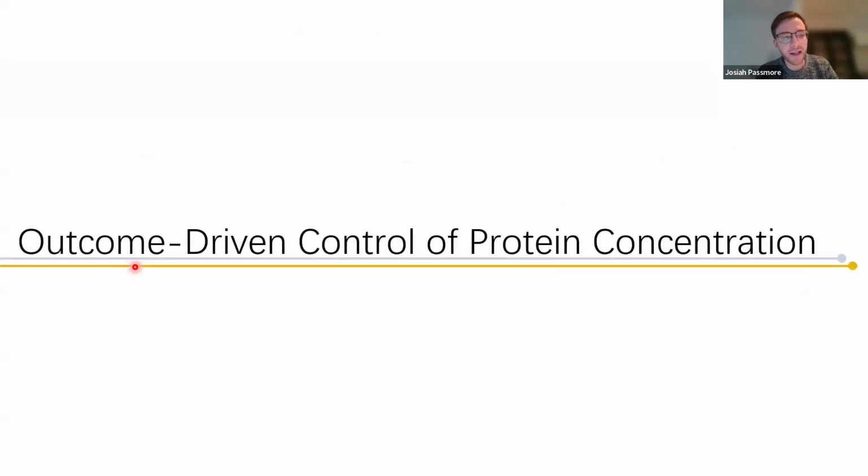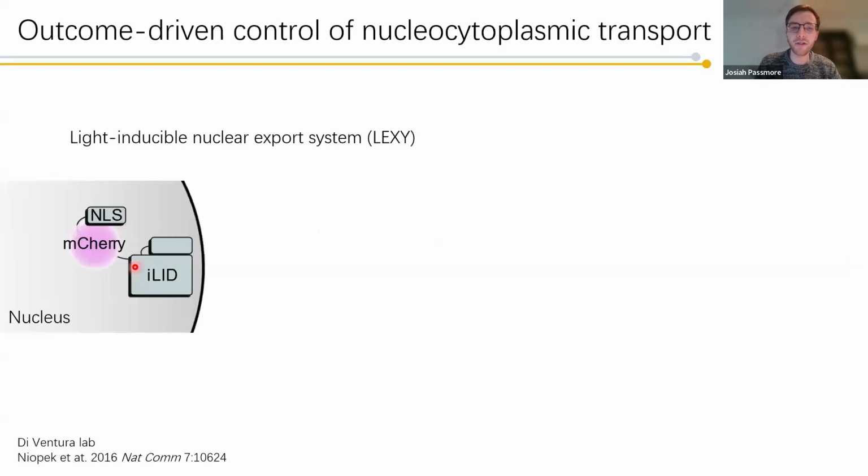Okay, so the second example I want to show you is how we use outcome-driven control to look at protein concentration. And here we want to control nucleocytoplasmic transport. And we use this light-inducible nuclear export system called LEXI. And in this case, we have a single construct this time instead of two. And this construct is an mCherry fluorophore attached to an NLS, a nuclear localization sequence. And it also has an LOV2 domain attached.